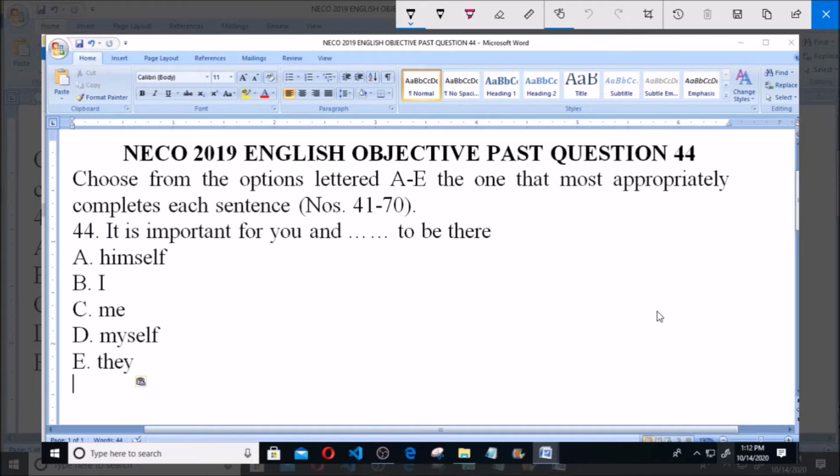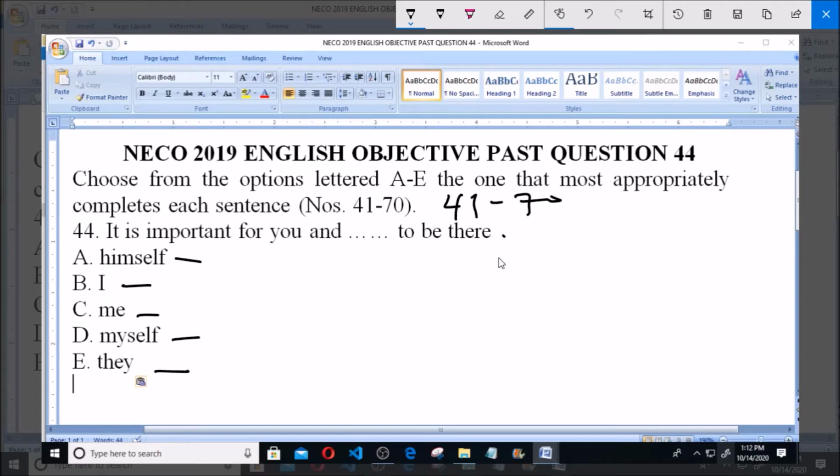Question number 44. The instruction says: choose from the options lettered A to E the one that most appropriately completes each sentence. This instruction is to answer questions 41 to 70. The statement says: it is important for you and dash to be here. Option A, himself. B, I. C, me. D, myself. E, they.